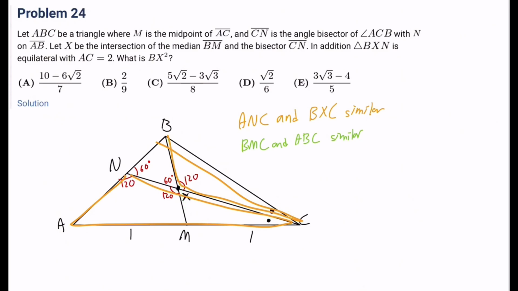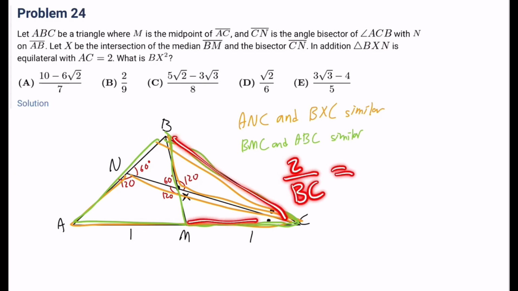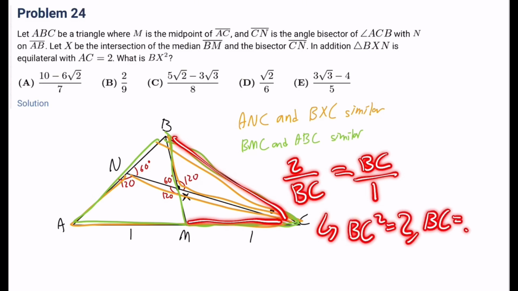So that's going to be this triangle over here and this full triangle like that. What this gives us is that this ratio is equal to this ratio. So 2 to BC, so 2 over BC is going to be equal to this over this, BC over 1. This means that BC squared is going to be 2. So BC is equal to root 2.